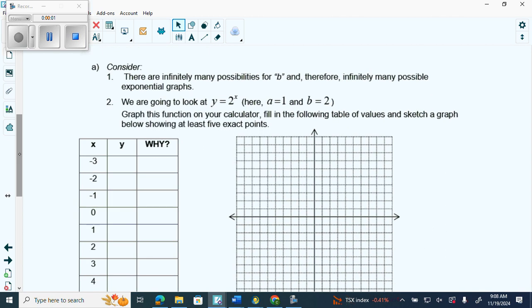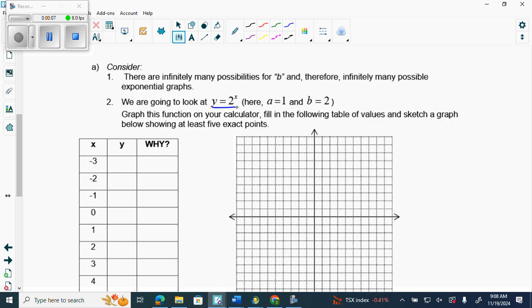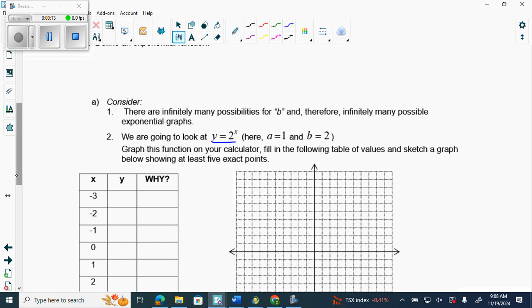2 to the x into your calculator, this one. Your equations for exponential functions, we're going to talk about transformations in a second here, but they're in the form y equals a. Remember, a talks about your vertical stretch and your reflection.